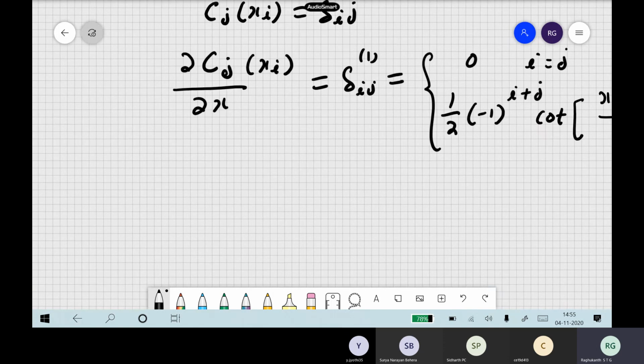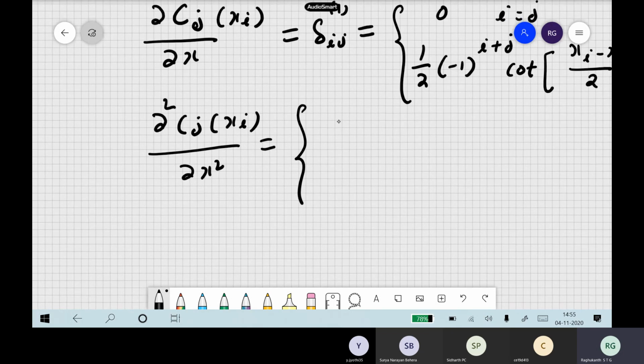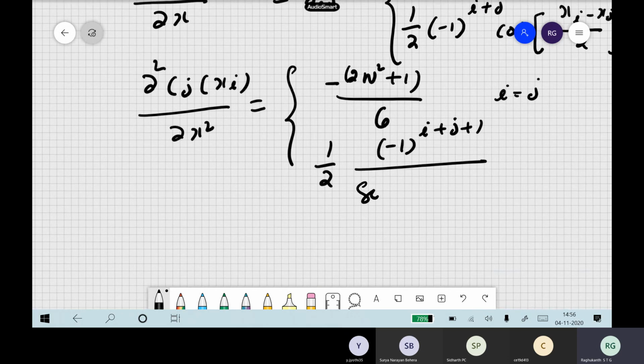And of course you can also find out its second derivative, d squared by dx squared. Some big expression comes: it is minus (n squared plus 1 by 6) when i is equal to j, and otherwise it is half, (minus 1) to the power i plus j plus 1, divided by sin squared of (xi minus xj) by 2 when i is not equal to j. You followed. So these advantages you have with the Kronecker delta functions.